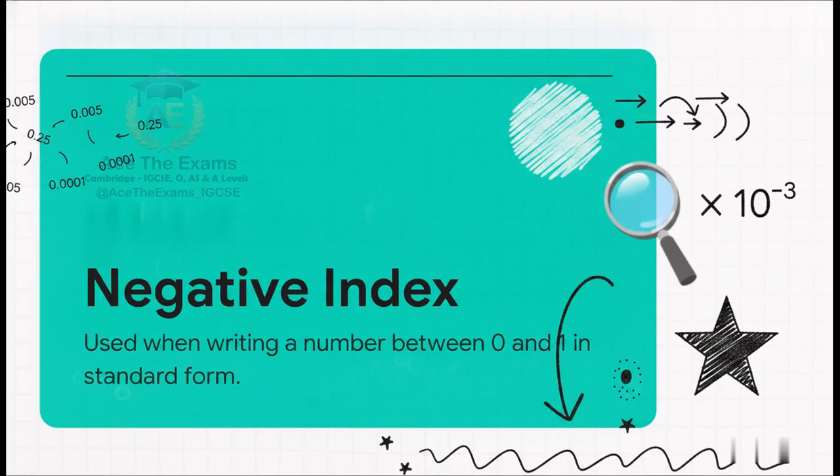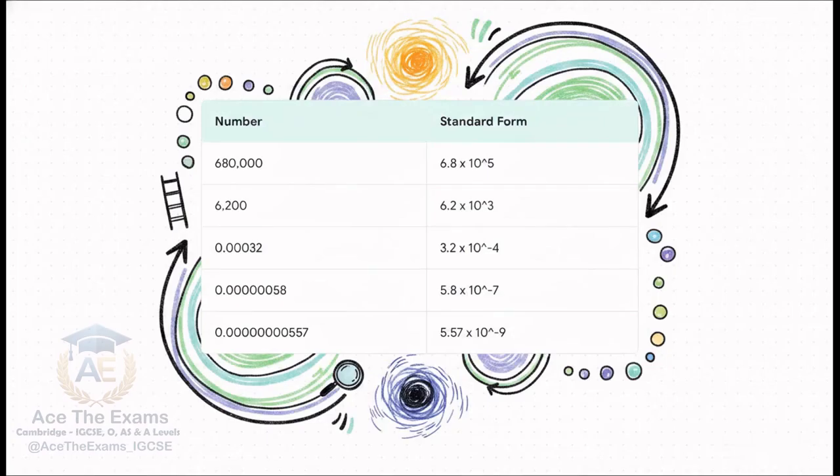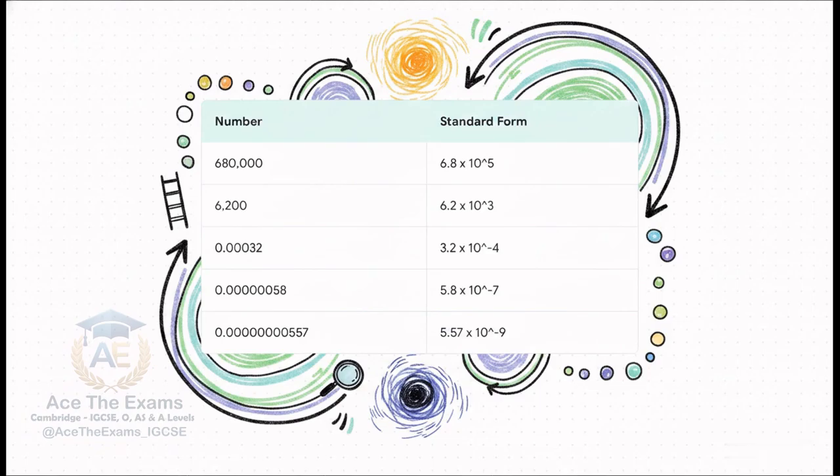Because we moved the decimal 3 places to the right, essentially taking a tiny number and making it look bigger, our index has to balance that out by becoming a -3. So the final answer is 3.2 times 10 to the power of -3. Notice how beautifully standard form lets us organize scale, from the absolute largest values to the unbelievably small.